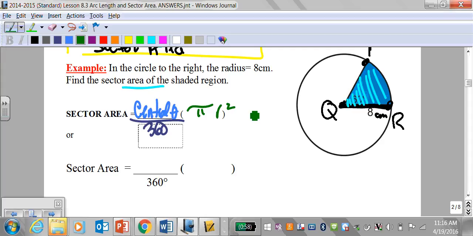I'm going to show you how to do this without a calculator because you're smart like this. Ready? Out loud, what's my theta? 60 degrees. Okay? And that's pi. And my radius is 8, so it's 8 squared. Now watch the magic here.